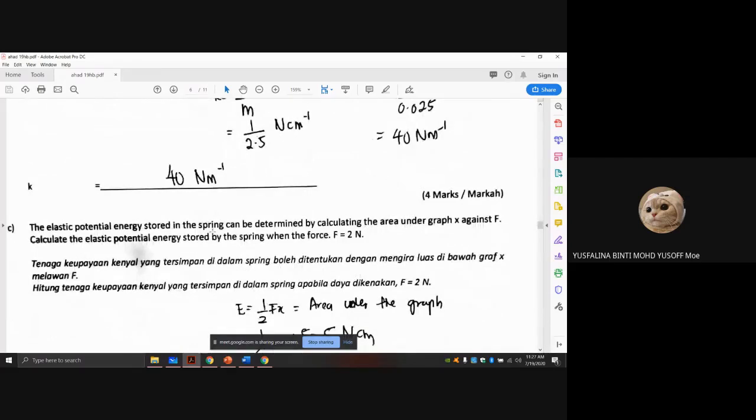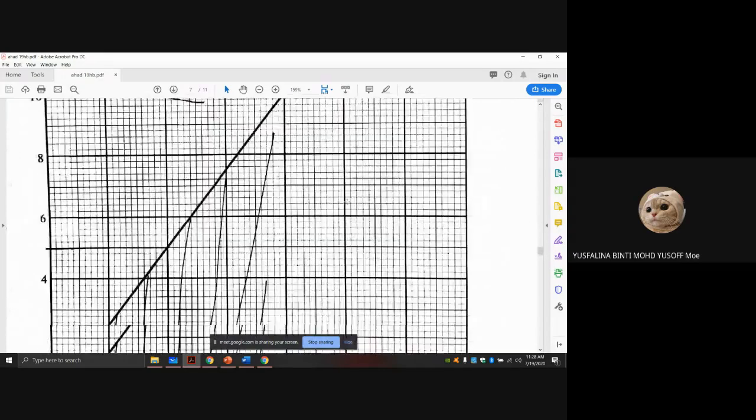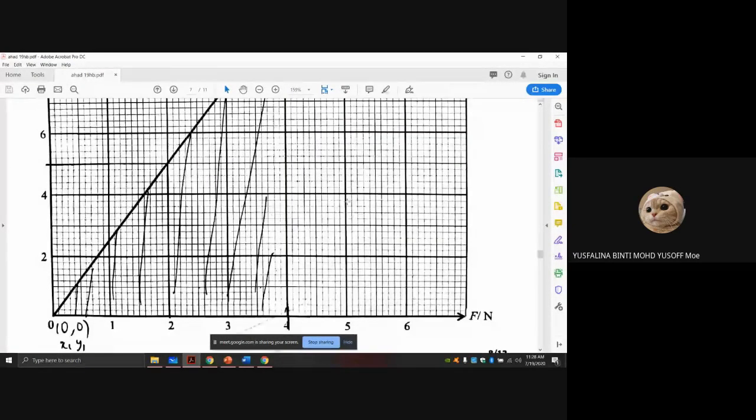The next one is the elastic potential energy, which can be determined by calculating the area under the graph. It says calculate the elastic potential energy stored by the spring when the force is 2 Newton. So force is 2 Newton is here. That means you have to find the area under the graph for this triangle.